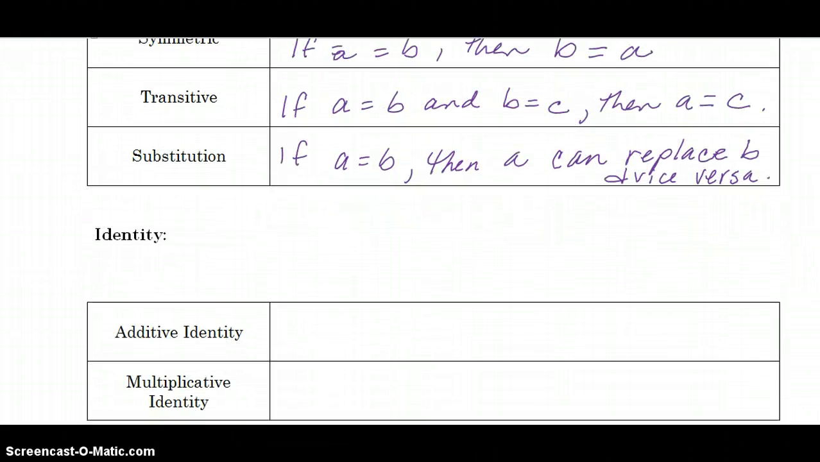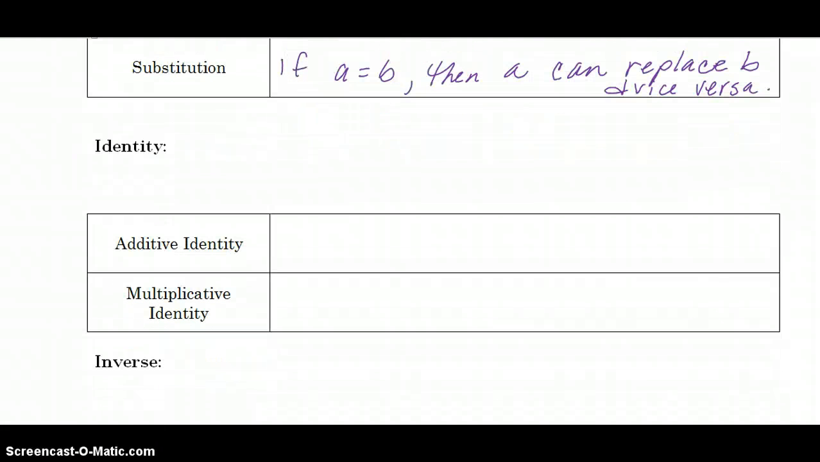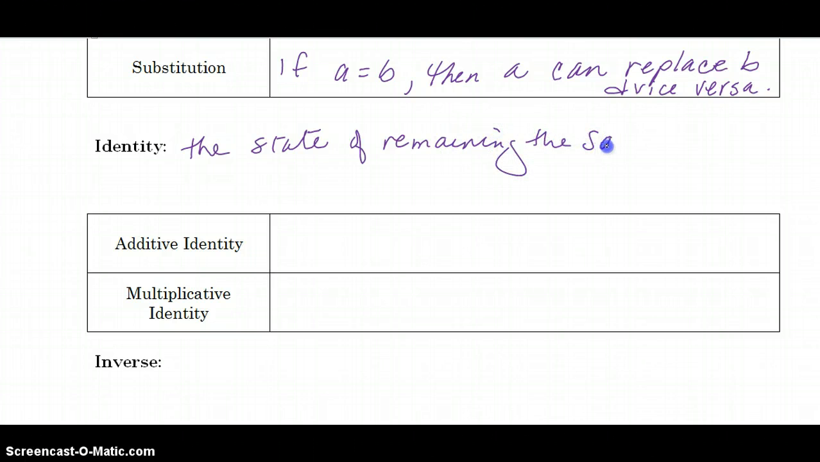All right, an identity. What makes an identity? An identity is the state of remaining the same. So for the additive identity, the question is, what can I add to A so that it stays the same? We want it to stay A. Well, the only thing you can add to A and still have A is 0. And vice versa, 0 plus A is also A. So whenever a number is being added to 0, it's the additive identity.